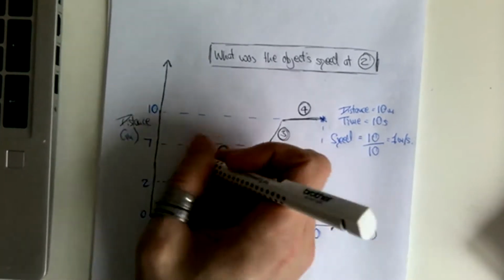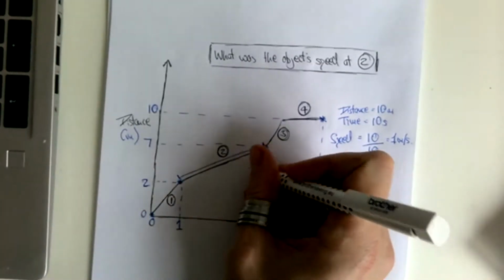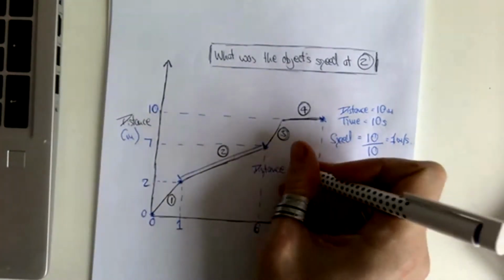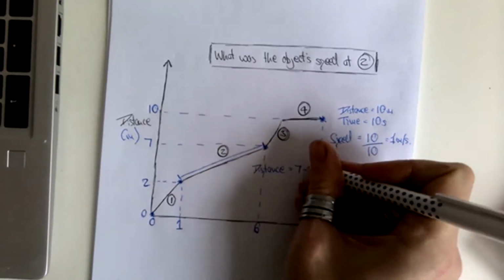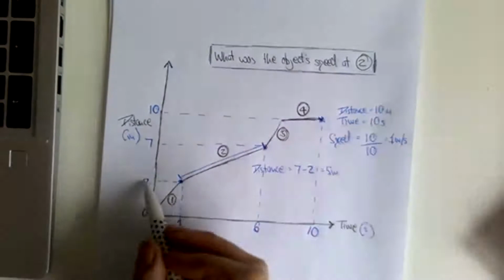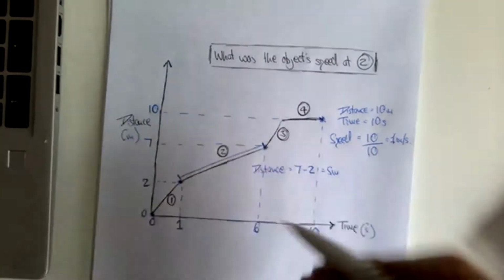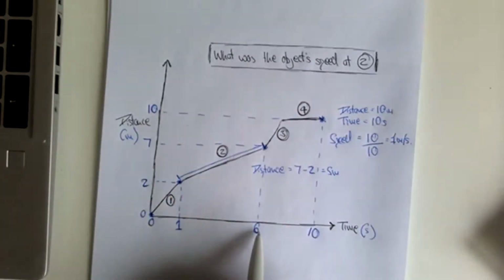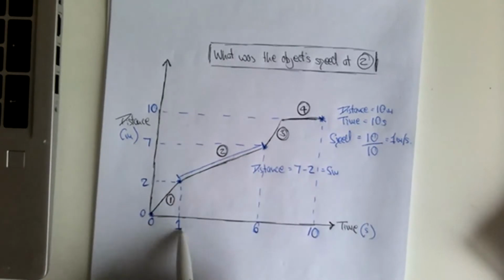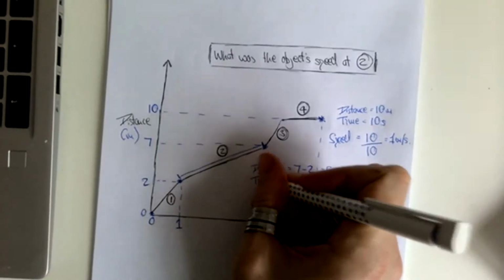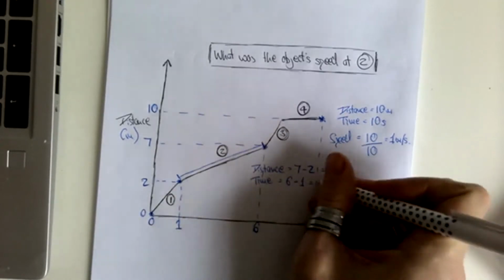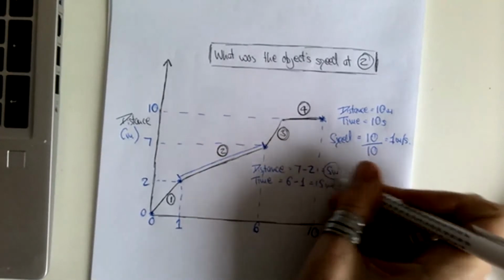Okay, so for our distance, 7 minus 2. So we know that they've gone 5 meters, because they started at 2 meters and went up to 7 meters. Okay, so the distance is 5 meters. Now, time-wise, to go from 2 meters to 7 meters, it was between 1 and 6 seconds. So time, again, what would our difference be between the two? 6 minus 1 equals 5 seconds.